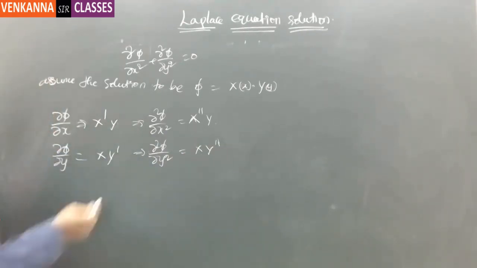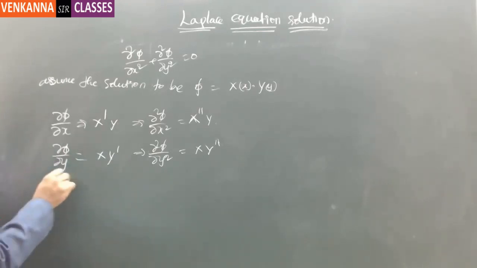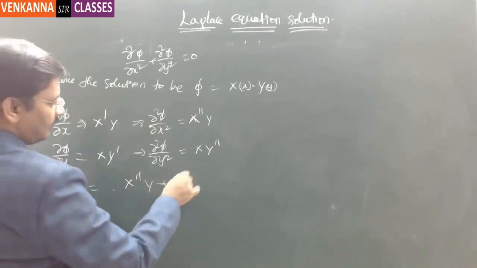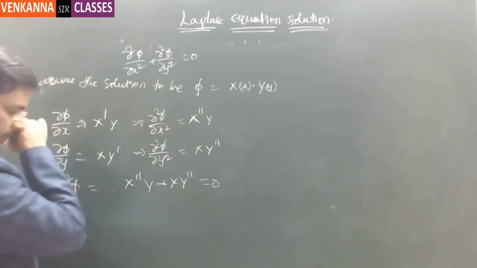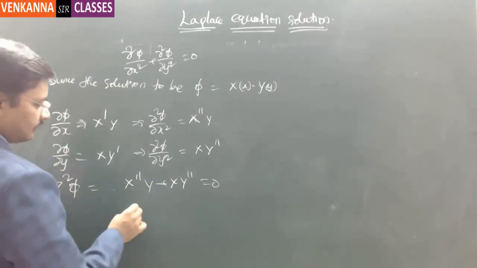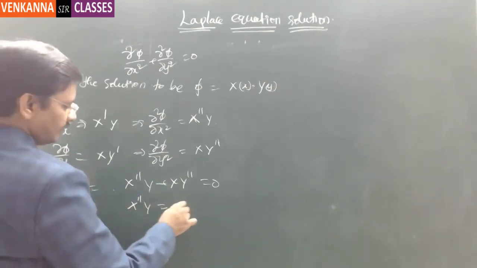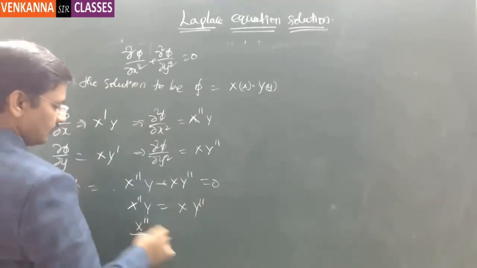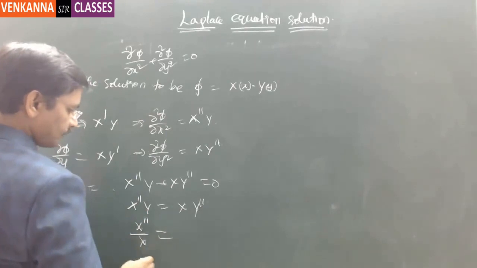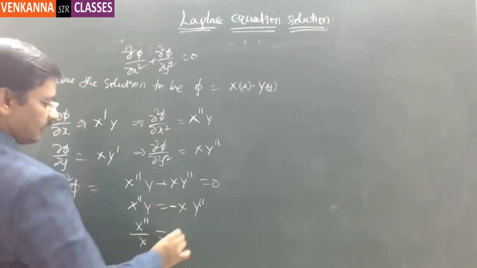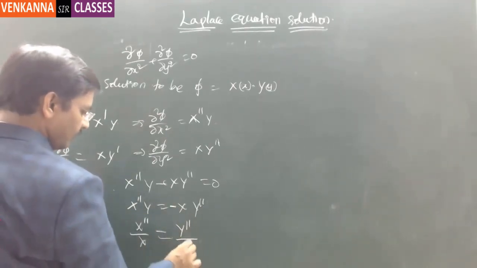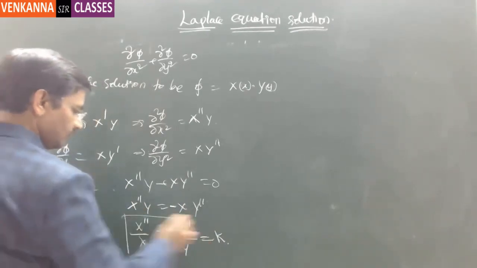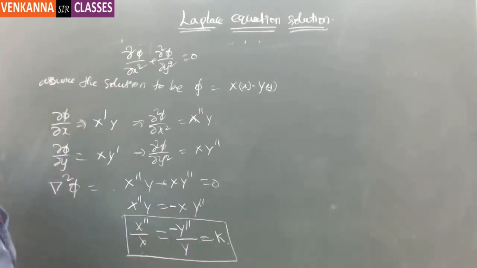Now, if you substitute in the original equation, so del square phi is equal to x double dash y plus x y double dash equal to 0. Or in other words, this equation can be written as x double dash y is equal to minus x y double dash, or x double dash by x is equal to minus y double dash divided by y. I call this the constant k.